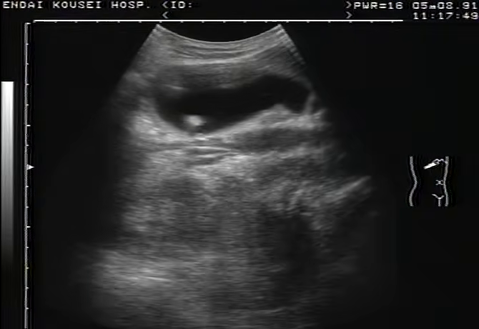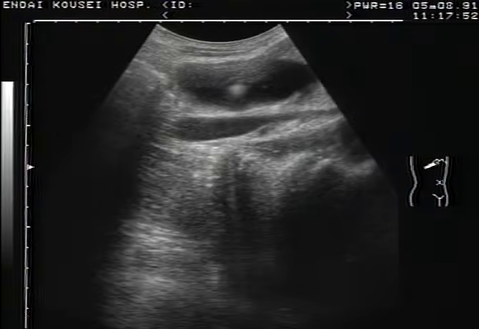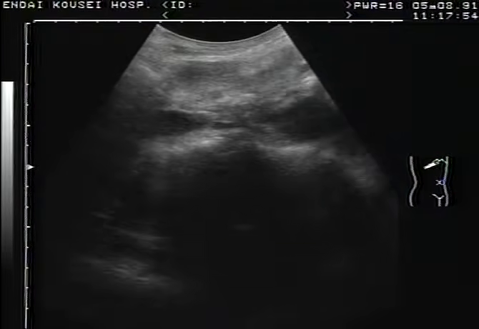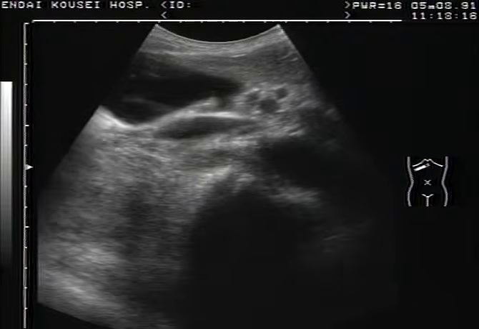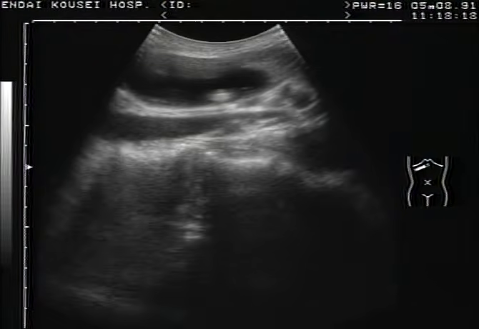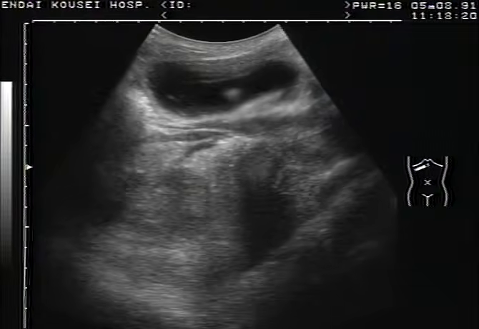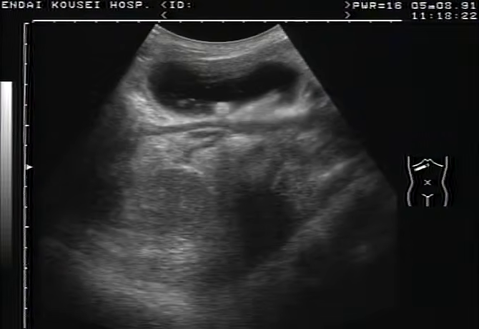When a patient is told to change the position to the left lateral position with a probe kept in contact with the body surface, a gallstone is often seen falling in the gallbladder. This is effective information to differentiate a gallstone from a polyp in the gallbladder.